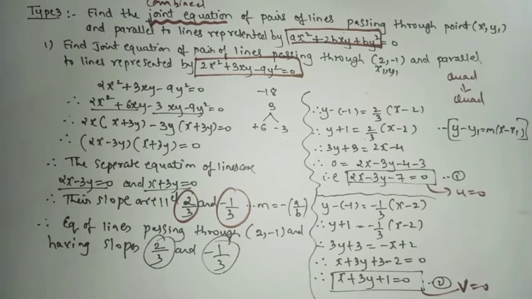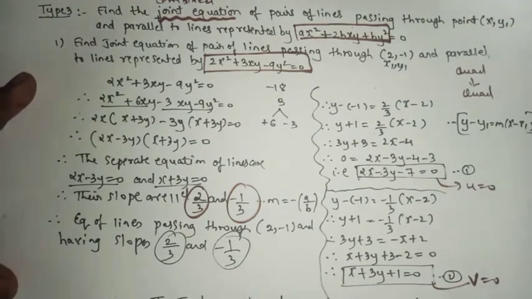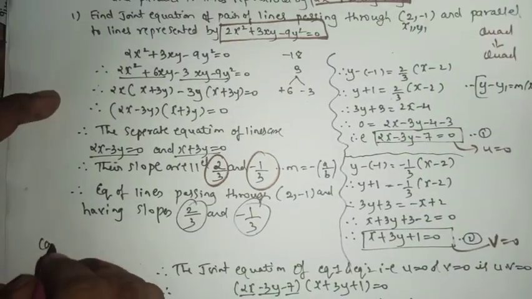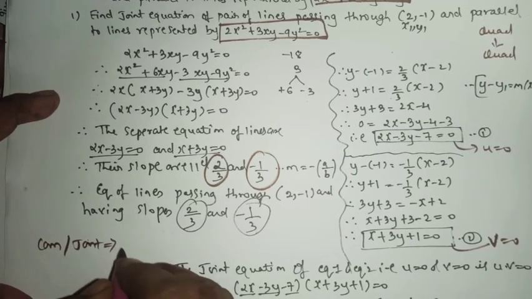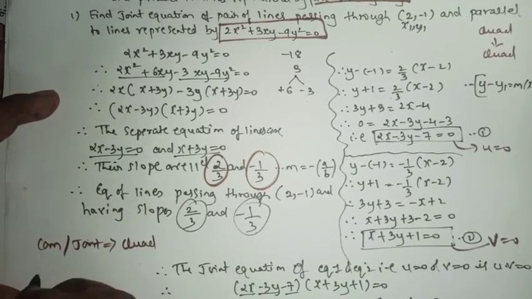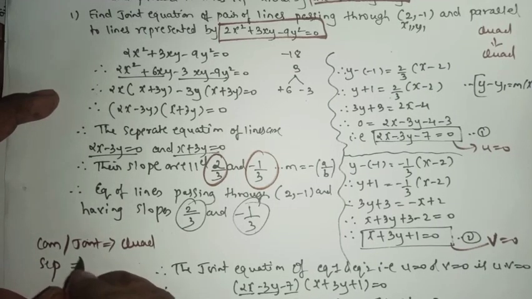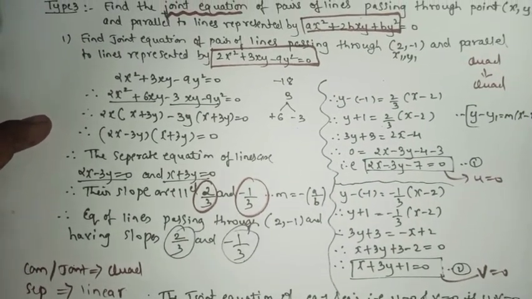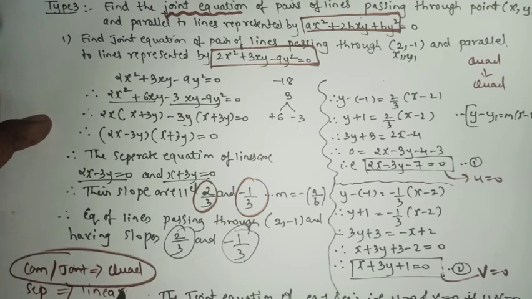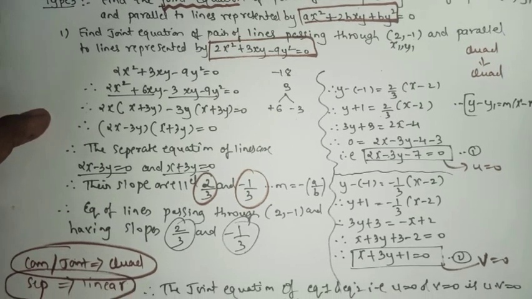So that's the end of, we can say, the joint equation and the combined equation. Okay, so remember, whenever the word combine or join comes, its final answer will be in the form of a quadratic. Whenever the word separate comes, the final answer will be in the form of linear. So we completed type number 1, 2, 3, which were based on combine and join. Now we'll move on to the next, that is type number 4, which is based on separate equations.